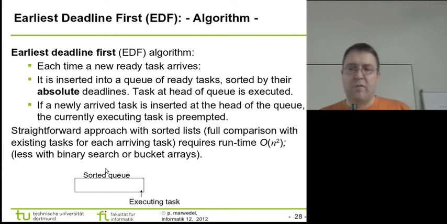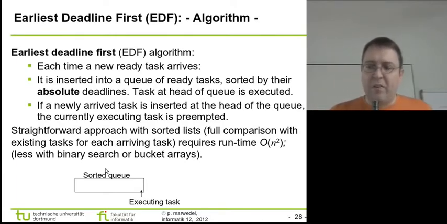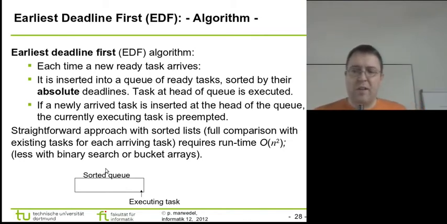What does this mean for this algorithm? The earliest deadline first algorithm performs an action each time that a new task that is ready to execute arrives. This task is inserted into a queue of ready tasks sorted by their absolute deadline, as you see on the bottom of the slide here.